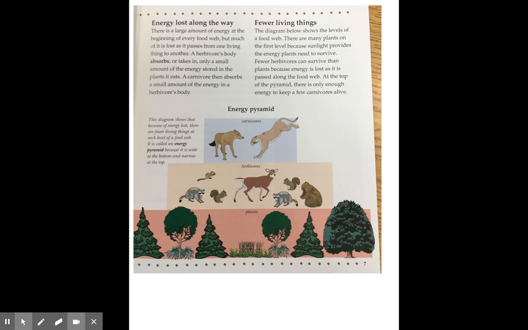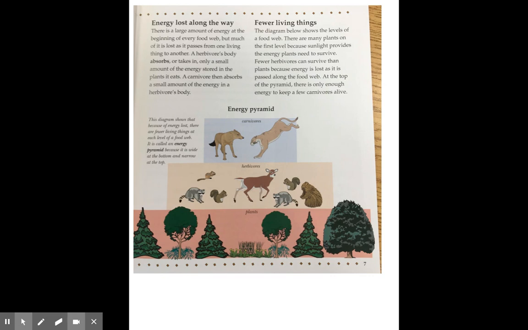Fewer living things. The diagram below shows the levels of a food web. There are many plants on the first level because sunlight provides the energy plants need to survive. Fewer herbivores can survive than plants because energy is lost as it is passed along the food web. At the top of the pyramid, there is only enough energy to keep a few carnivores alive.